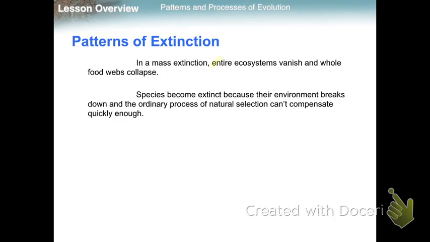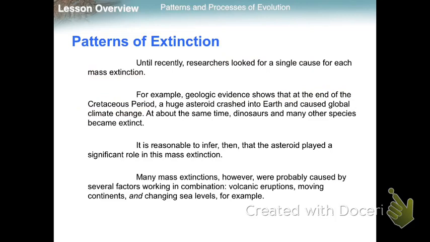With mass extinction, you see entire ecosystem devastation and collapse of food webs. Species again become extinct because their environment breaks down, and natural selection can't compensate quickly enough. So there's such a drastic change that even variety is not providing an advantage for one individual over another.